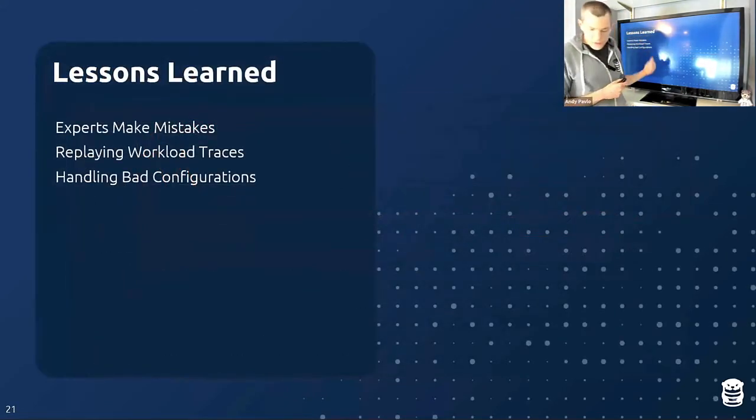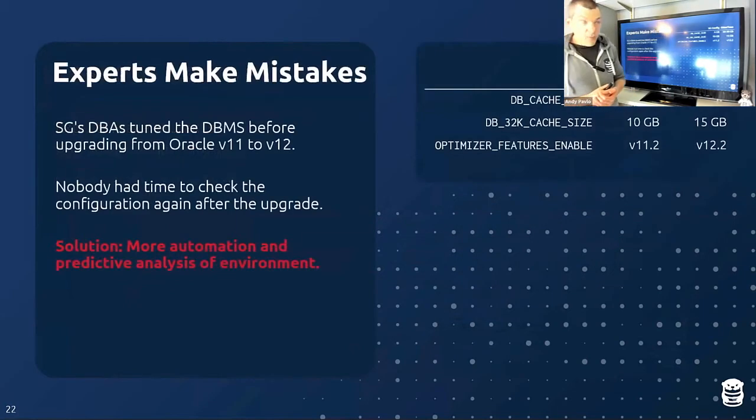So I want to go through these quickly, and then we'll go through the next deployment. The most obvious thing here is that humans make mistakes. Human experts make mistakes. Part of the big benefit we were getting in OtterTune was because they told us that the DBAs had tuned this database, and that was partially true because they had tuned it when it was an earlier version of Oracle 11.